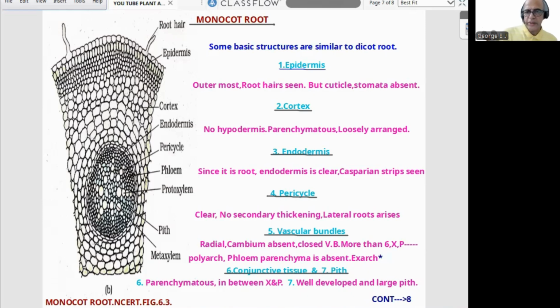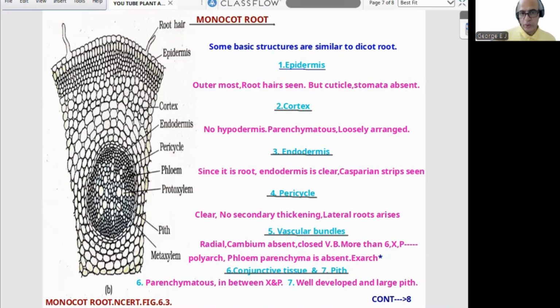So the pericycle is a structure from which lateral roots arise, but there is no secondary thickening, nothing to do with the pericycle in monocot. In a dicot root, lateral roots can arise, and at the same time the secondary root will be connected with the pericycle. Now, vascular bundles. It is radial; you can find the diagram.